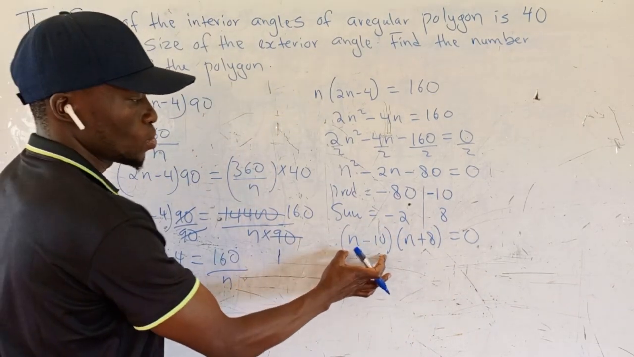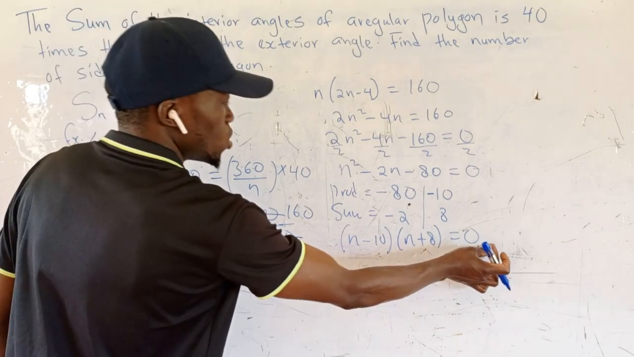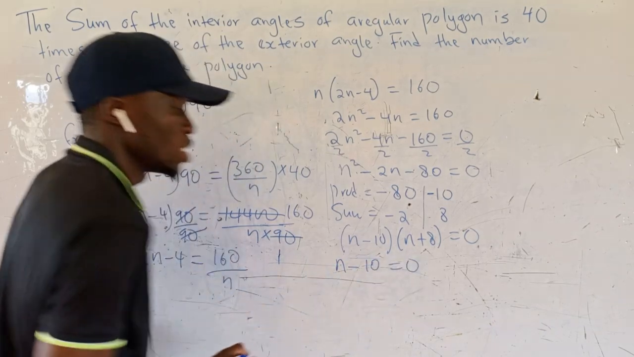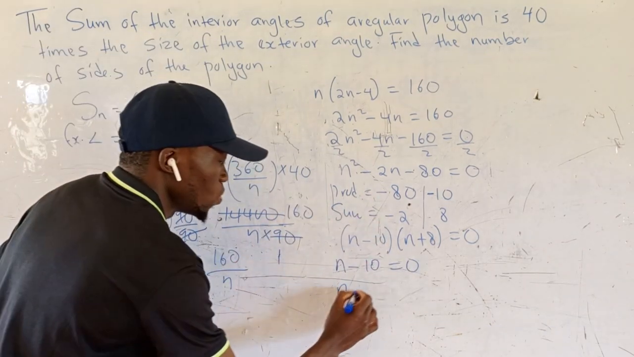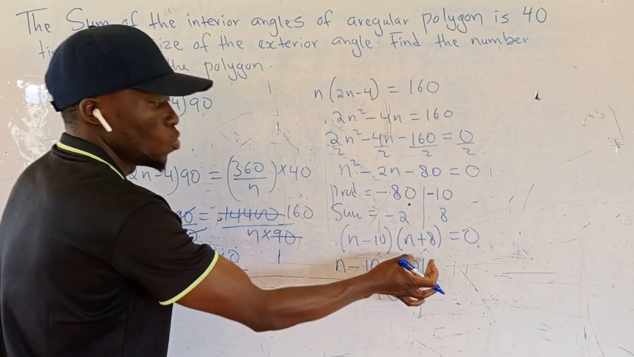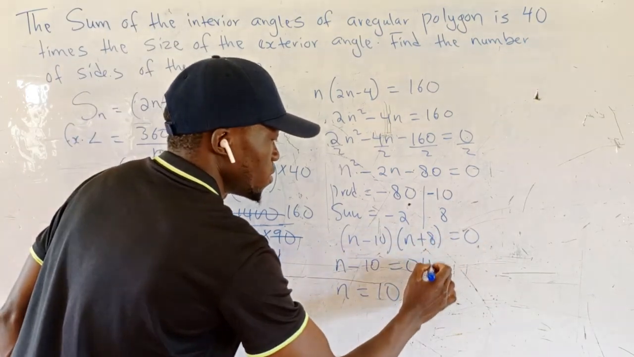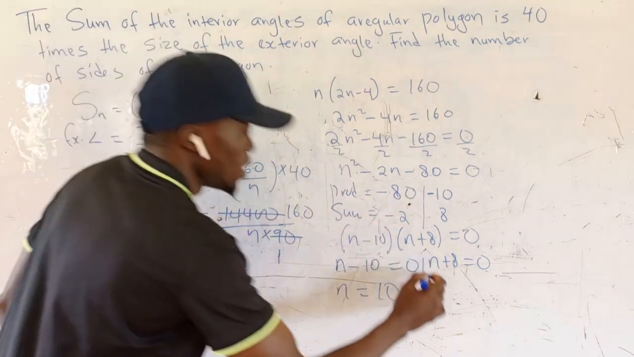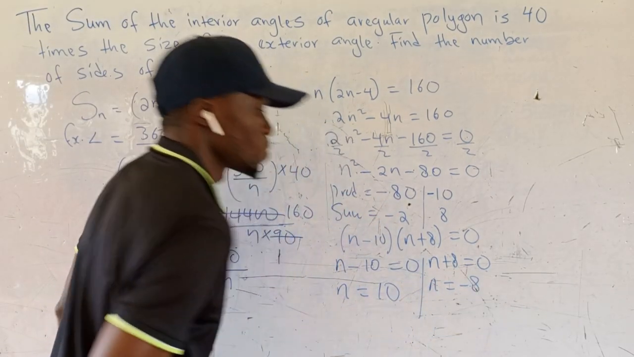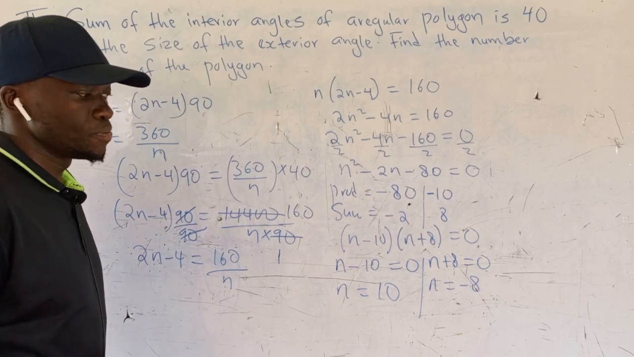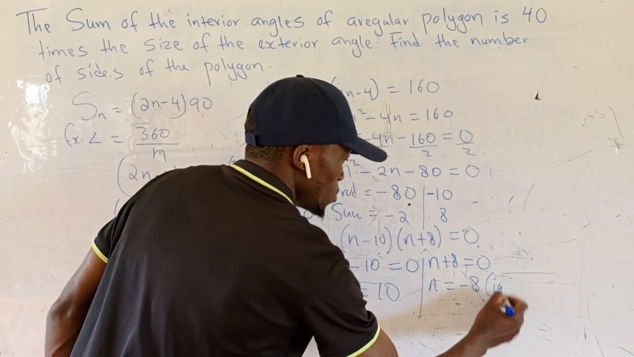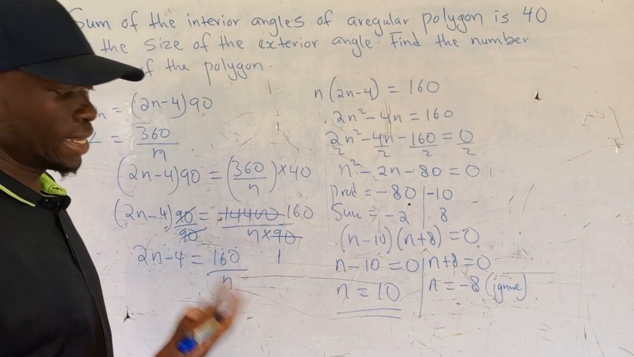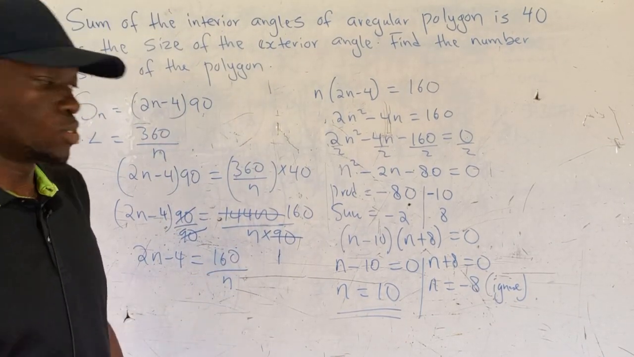Now it means either this one is equal to 0 or this one is equal to 0. When n minus 10 is equal to 0, taking 10 to the other side, n will be equal to 10. Or when n plus 8 is equal to 0, if you take 8 to the other side, n will be equal to negative 8. The number of sides cannot be negative, and therefore you ignore this one, meaning our n is 10, and that is how we solve that question.